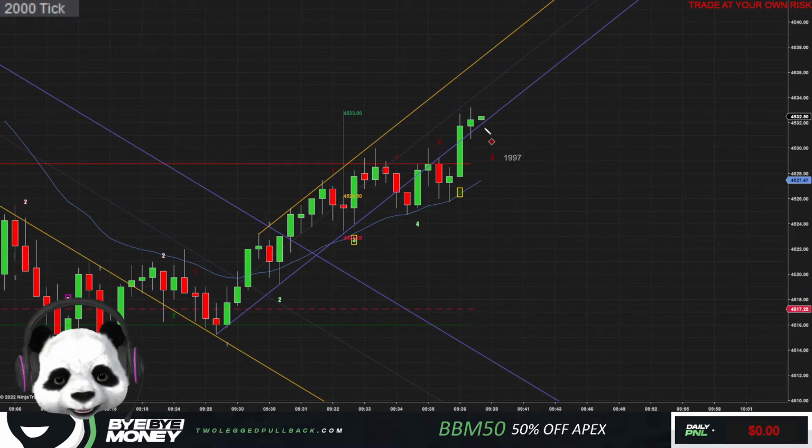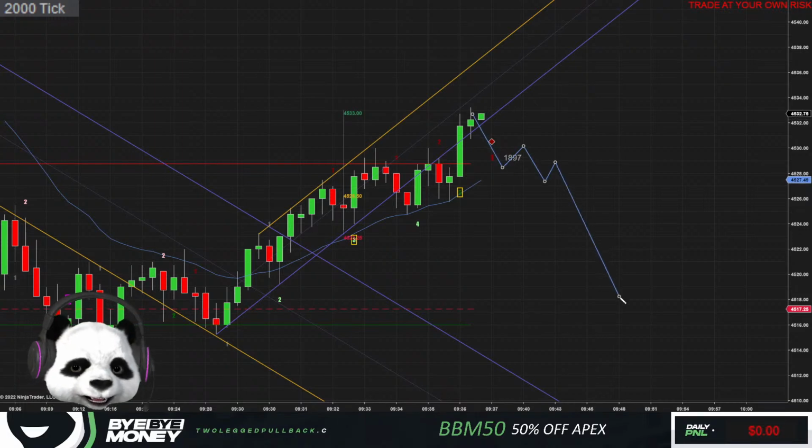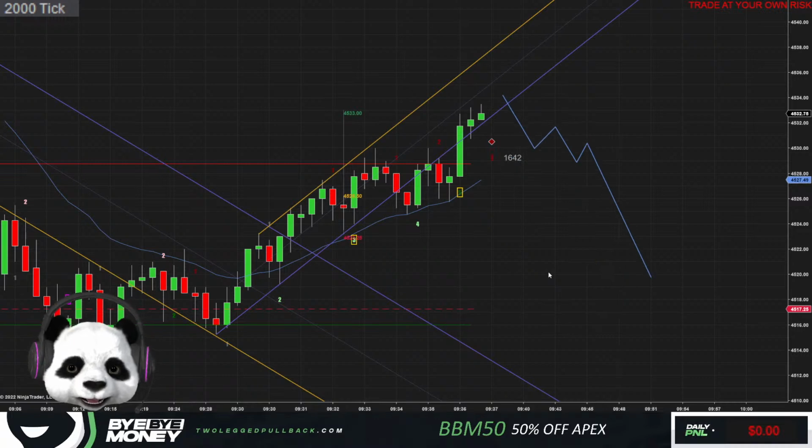First break of a trend to a new high. That means, pandas, my only trade setup right now is a failed second entry long. That'll be my only setup right now with a major trend reversal. That's what I'm looking for now.